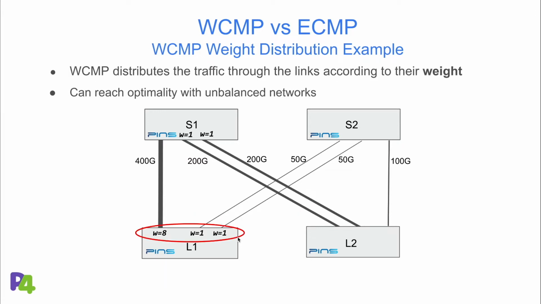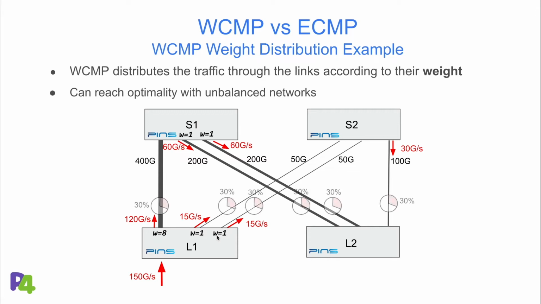WCMP distributes the traffic through the links proportionally to the speed by adjusting the weights to 8, 1, 1. In this case, 80% of the traffic will be forwarded to S1 and 20% to S2. So links are now equally utilized. Here the traffic can be increased up to 500 gigabit per second before links are fully saturated.